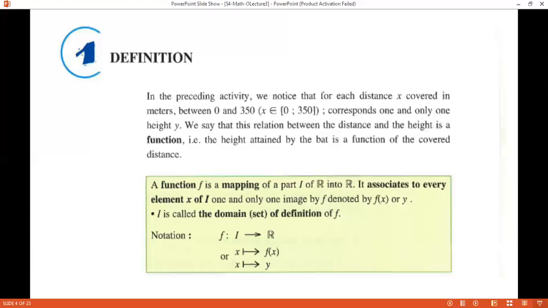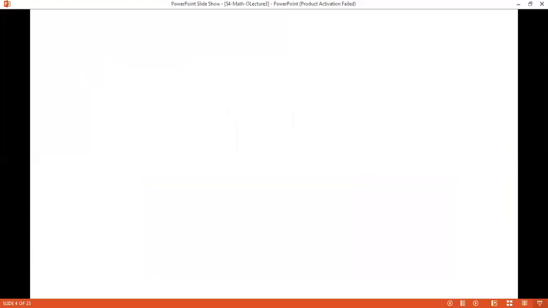Okay? So I is called the domain. I is the set of all elements of this function, and here I is R. For every x, there is only one f of x or one y. This is the function. Okay, so it's a mapping where every element x has only one image. Okay?